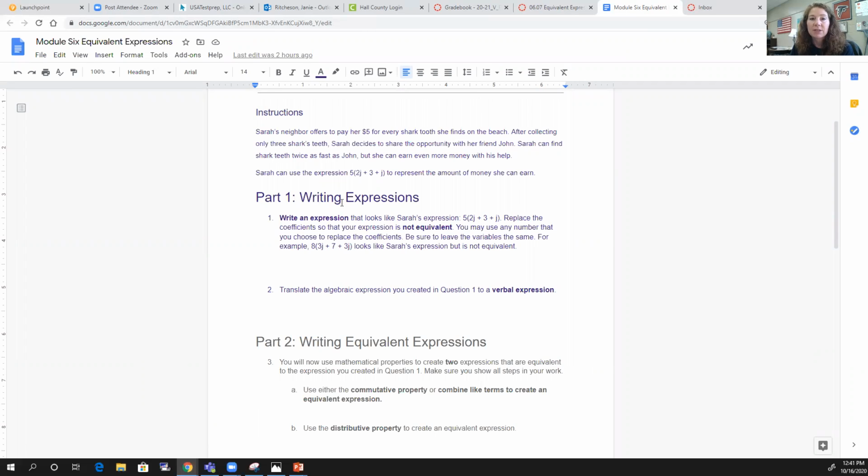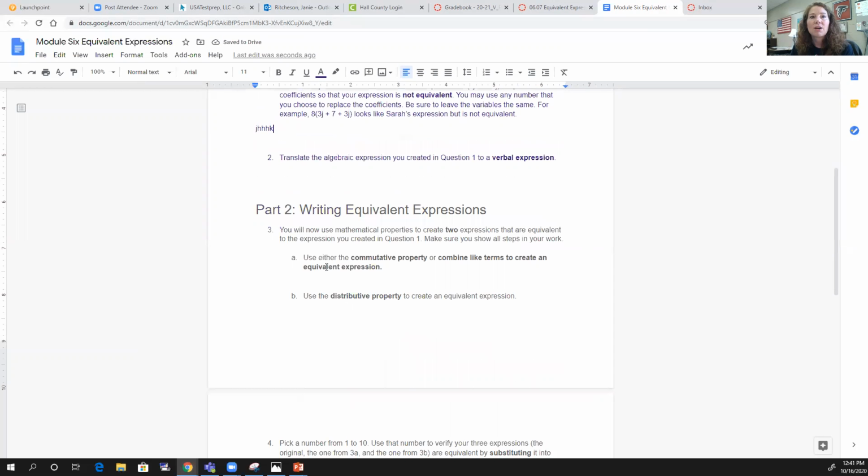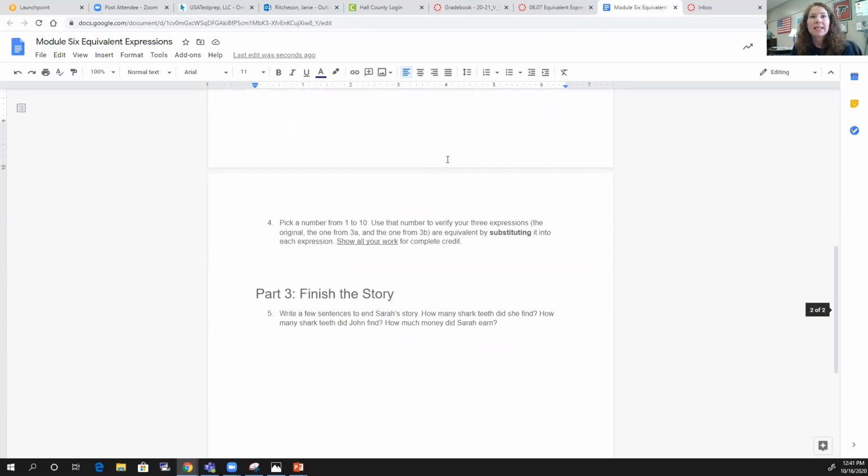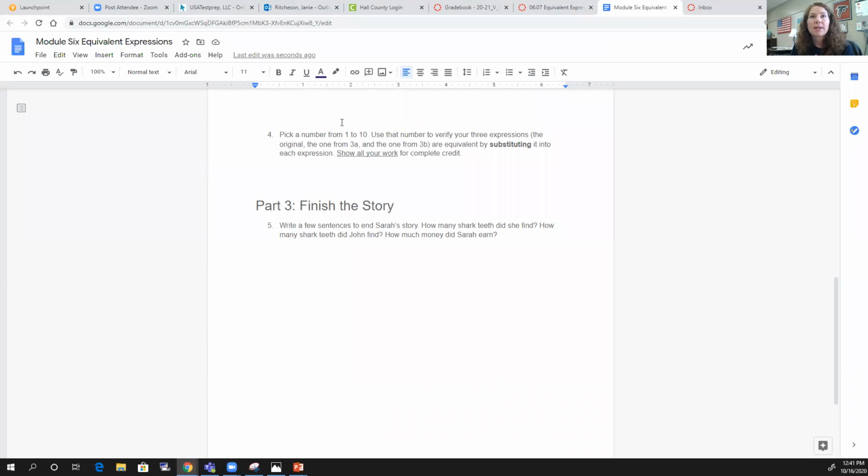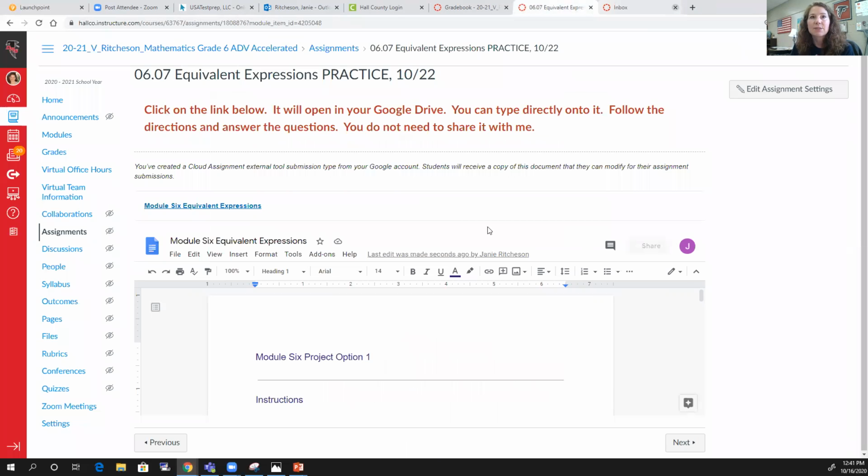Exactly what to do, accelerated students. Okay? Do what it tells you to do. Type onto the document. Answer the questions, all of them. I've highlighted important terms for you. And then when you're done, you don't even have to share it with me. I have access to it when you create it or when you engage with it, I can see what you've done. So you're good to go.